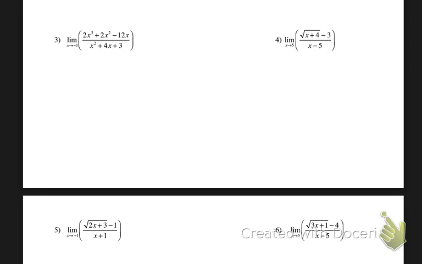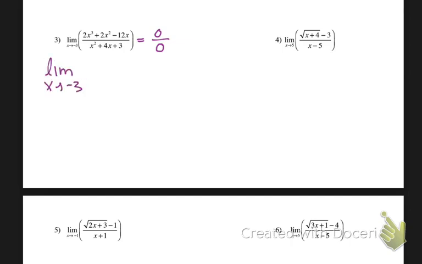The last one I'm going to do with you is number 3. When we substitute -3 into this function, we do get 0 over 0. Make sure you're always checking that first. Don't just assume. But when you do come out with an answer of 0 over 0, that's your sign to go further. So we're going to try to factor here.